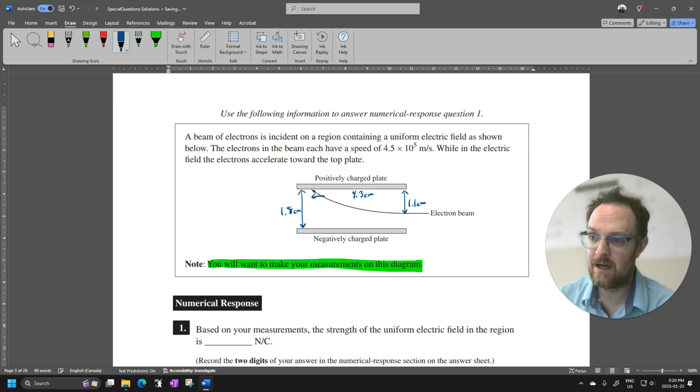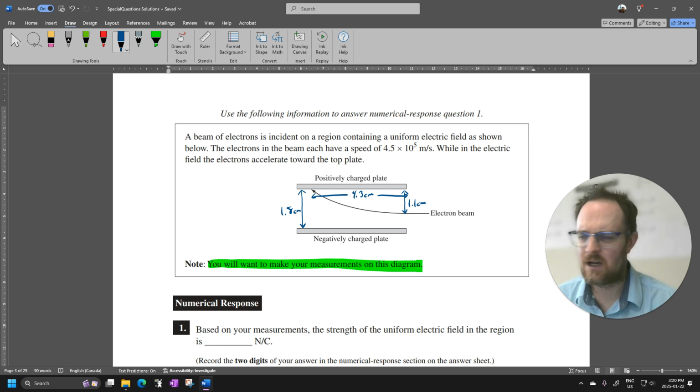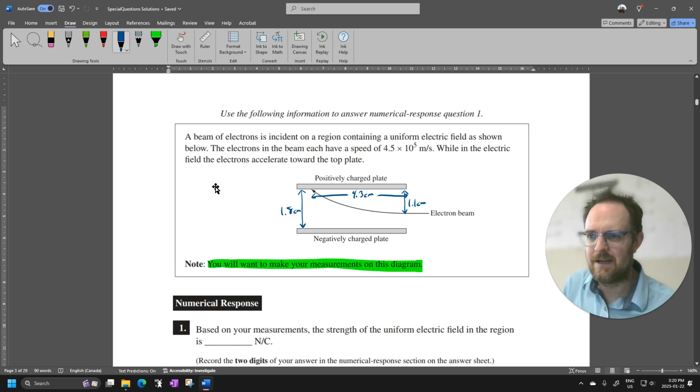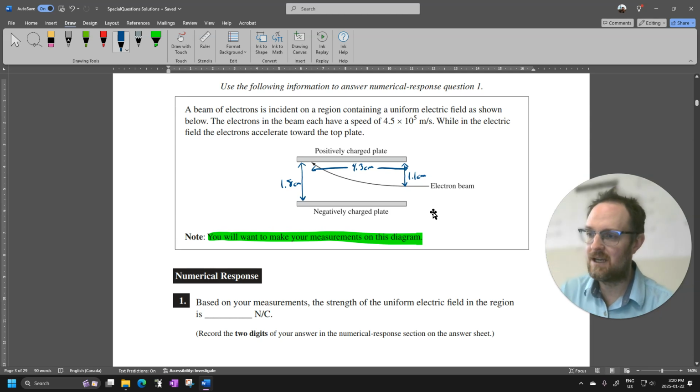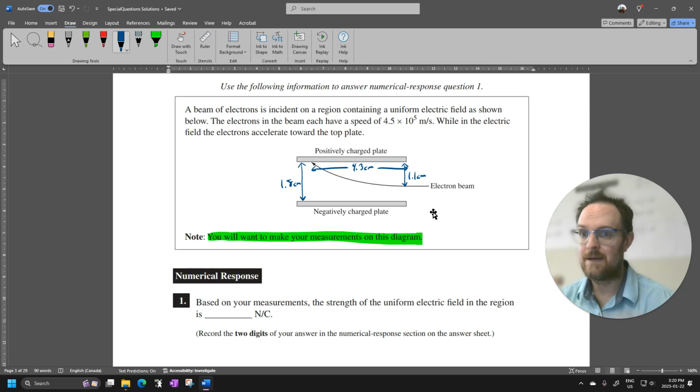In a future question, we might have to actually pull out a protractor and measure angles. So these are the ones I'm going to take. These are probably the most common ones if you're going to measure on a diagram. And then from there, we can try to answer the question. So this would be a very big numerical response question. You might take a lot of steps to do this.